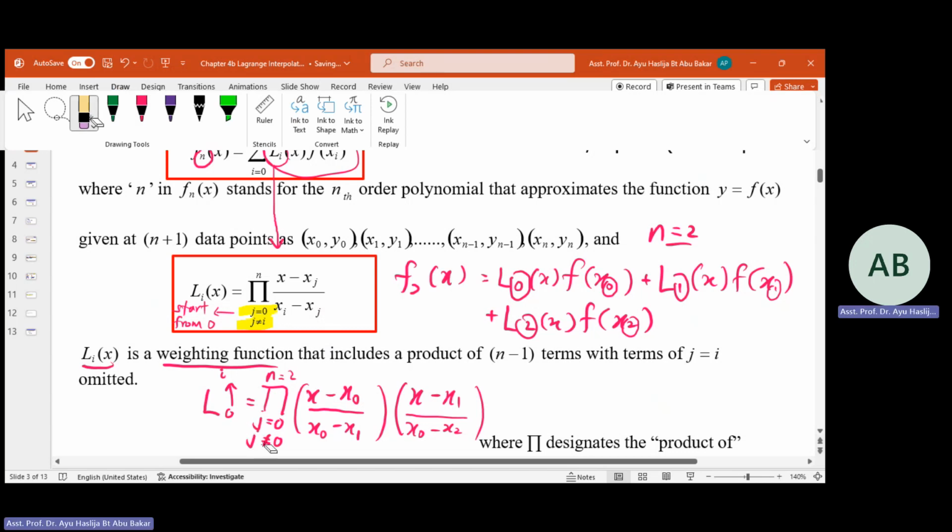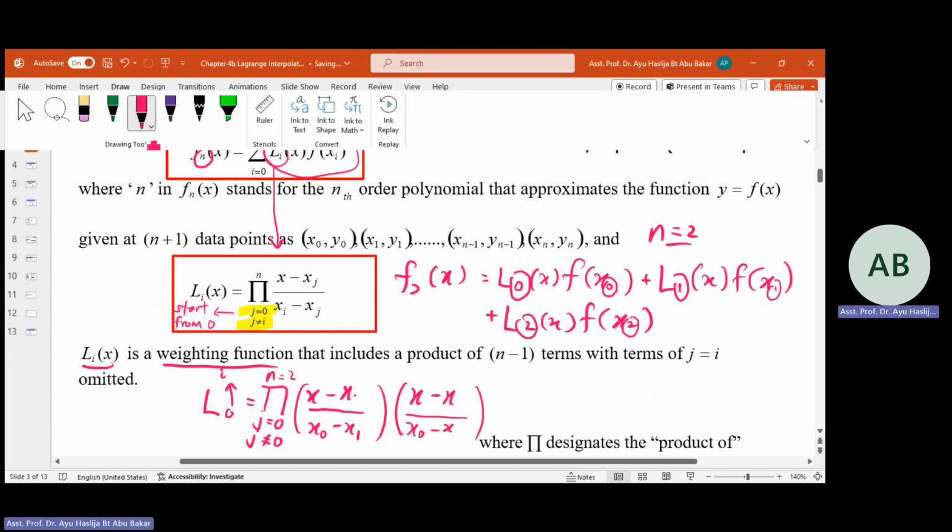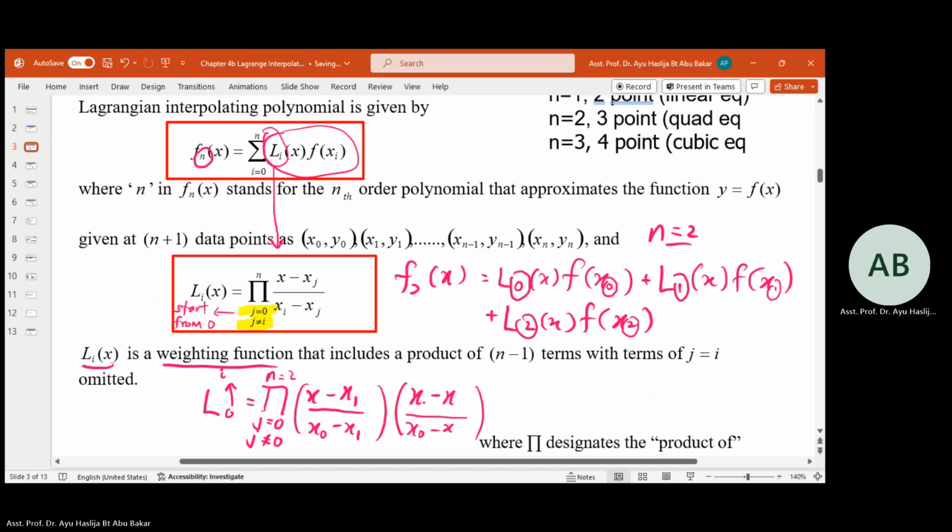Remember that j cannot be 0, correct? So up here also is x_j, so x_j here cannot be 0 as well. So x minus x1, here x minus x2, and x0 minus x1, x0 minus x2. From there, you substitute the value of x you need to find, and the values of x1, x2.